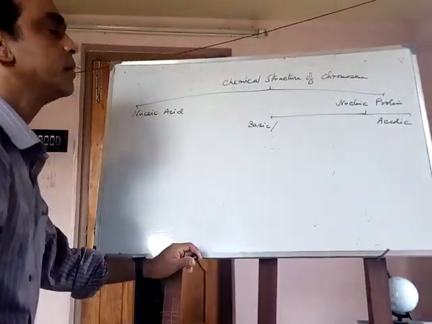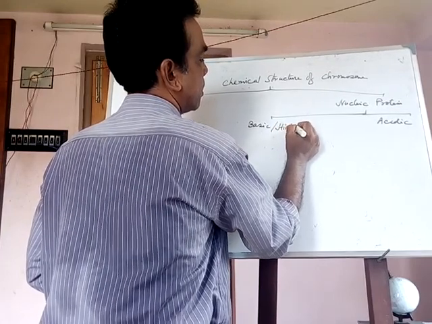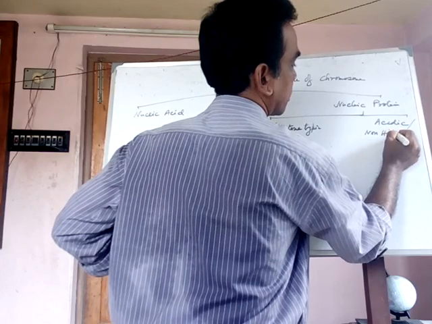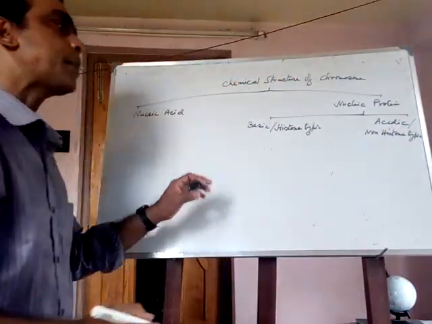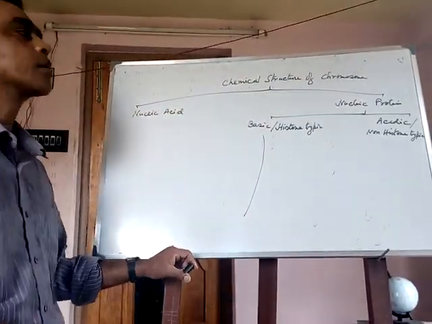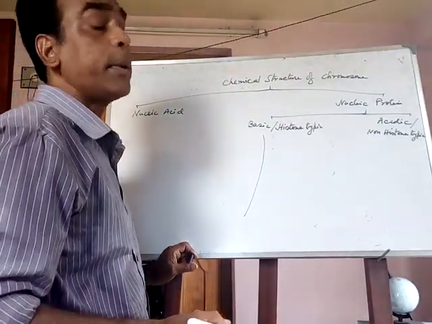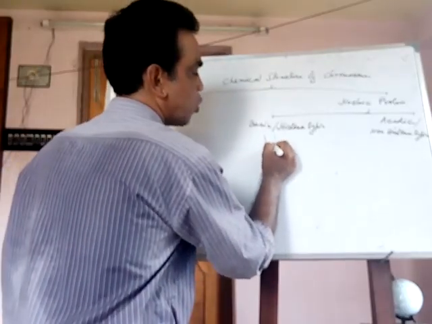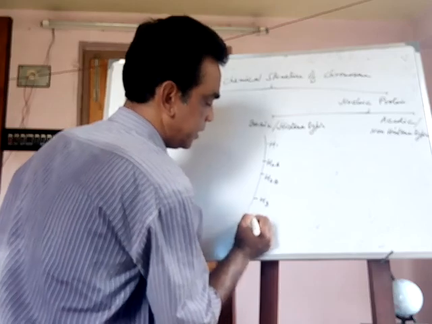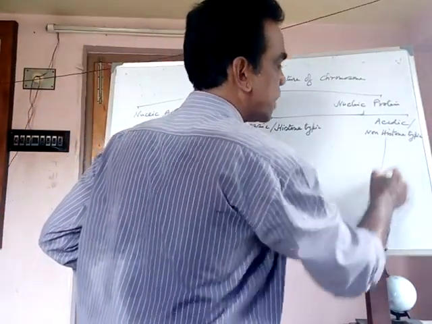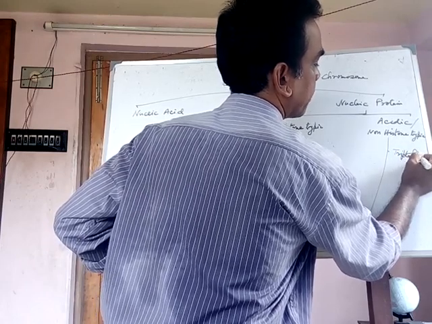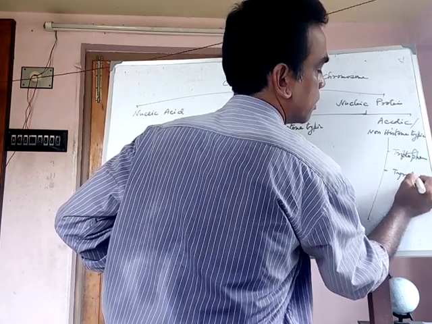Basic proteins are mainly called the histone type of protein, and acidic proteins are called the non-histone type. Histone type proteins are made by amino acids. Those are histone 1, histone 2A, histone 2B, histone 3 and histone 4. Non-histone types are made by the amino acids tryptophan, tyrosine, etc.